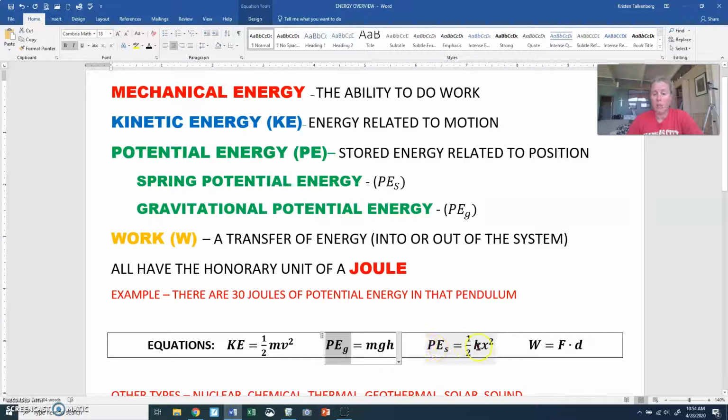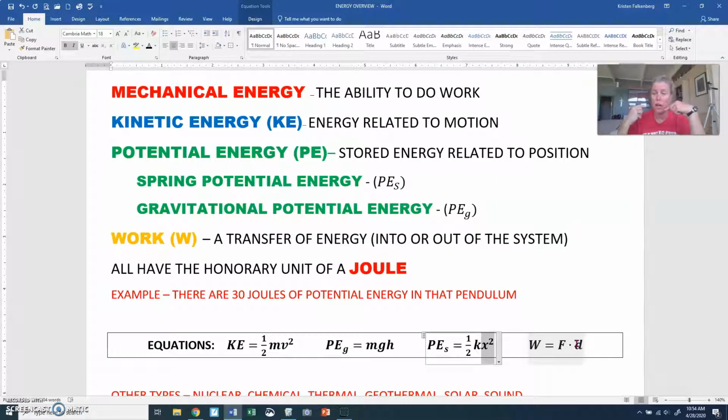And then potential energy, spring: this k has to do with how stiff the spring is, and then x is the position. How much have you stretched the spring, or compressed the spring? And finally, work is force times distance. If I use a force and I apply it over a distance, I am transferring energy into a system. Also, if I have a force over a certain distance, I can transfer energy out of a system.